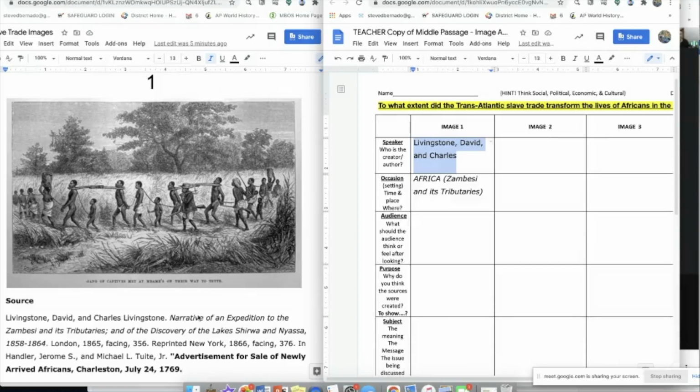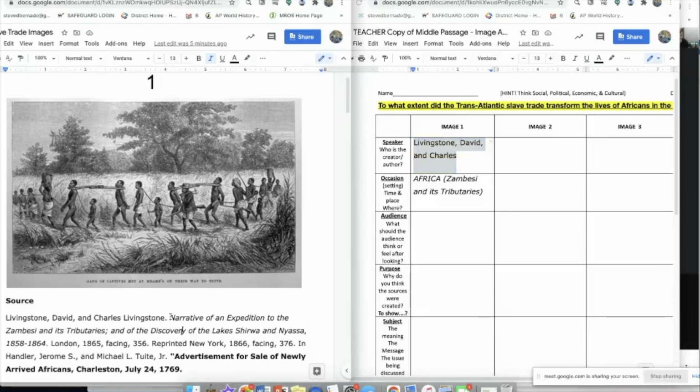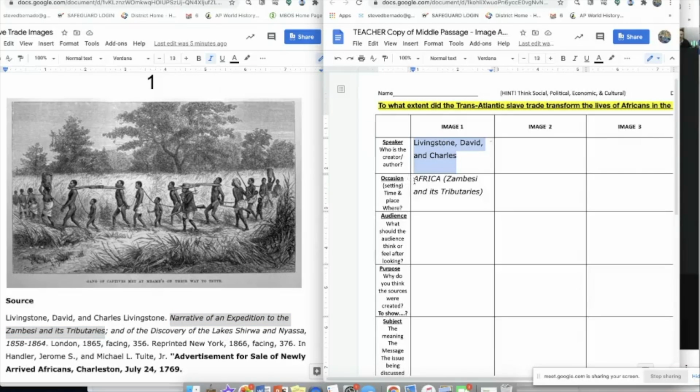The occasion, where are they? It says narrative of an expedition to the Zambezi and its tributaries. Zambezi, so this is the African slave trade, so they would be in Africa. So you would type Africa, and then you could copy and paste or type Zambezi and its tributaries. That's the part of Africa. It's a river in part of Africa.